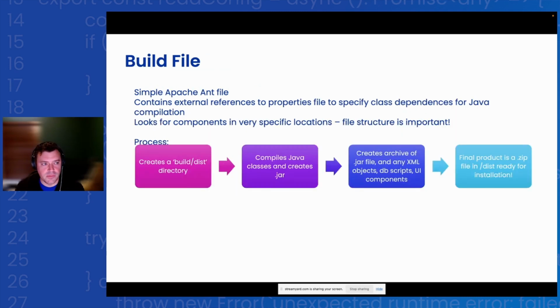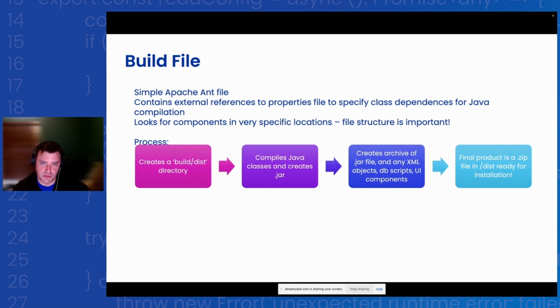All right, going on to the build file. So I mentioned it can be Apache Ant, it could be Maven. It's an automated way to get everything in the right place when you're ready to build. I'll show the example of this later, but basically it's going to create a distribution when you're in your IDE. It's going to create a distribution folder. It's going to compile all the Java classes, creates a jar.